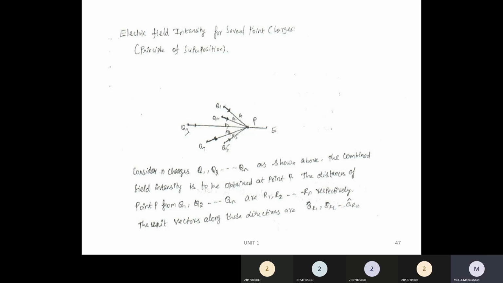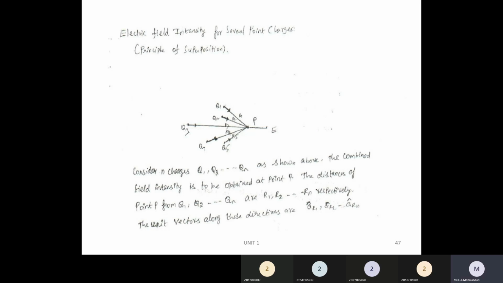Here, you will be having electric field intensity due to several point charges. You will be having test Q1, Q2, you can see that one. Q1, Q2, Q3, Q4, Q5 up to Qn we can have. If you want to find out the electric field intensity due to Q1, Q2, Q3, Q4 and Q5, these are all the several point charges. For that, we have to find the electric field intensity.